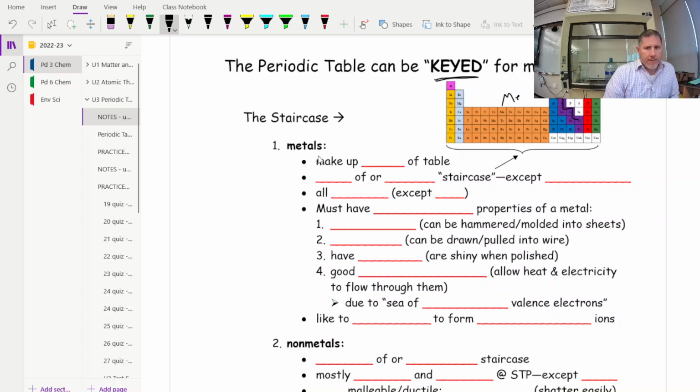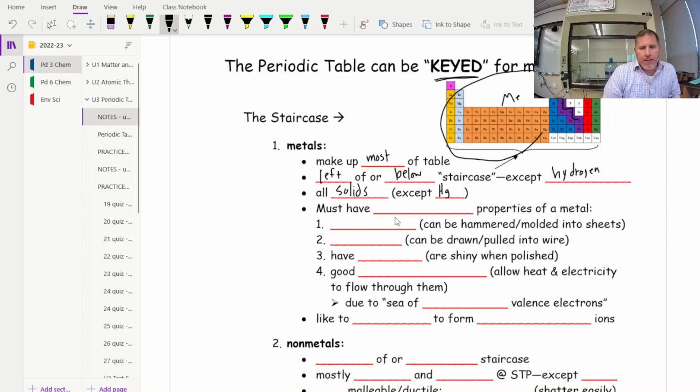Okay, let's talk about the metals first. They make up most of the periodic table. So most elements are metals, and they are to the left, all of these over here, or below the staircase. And there's one exception, hydrogen. Hydrogen is an exception for a lot of things, and we'll talk about that more in a little bit. They're all solids, with the exception of mercury, which is a really interesting metal.